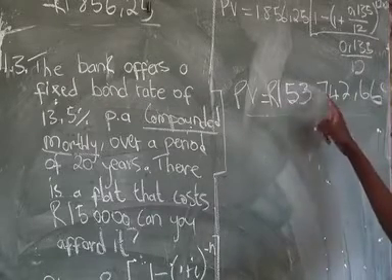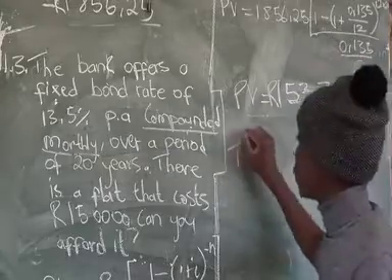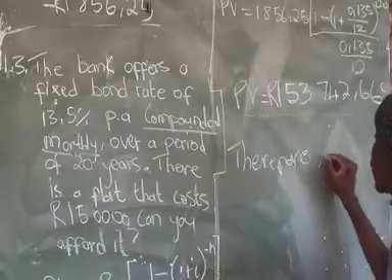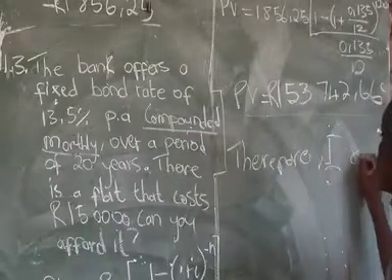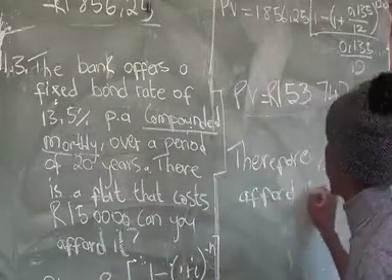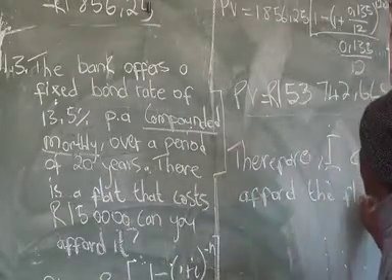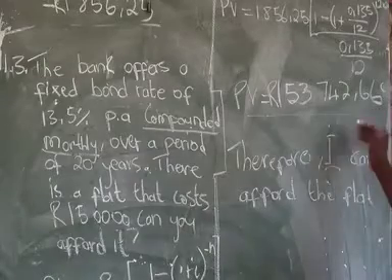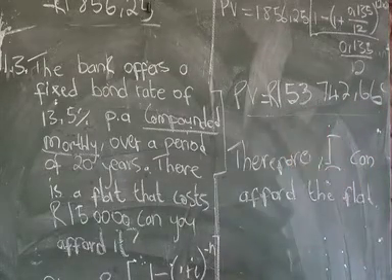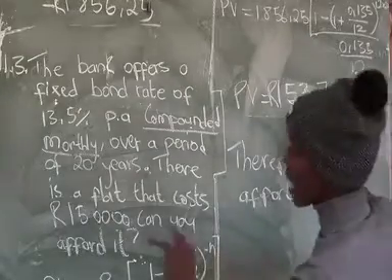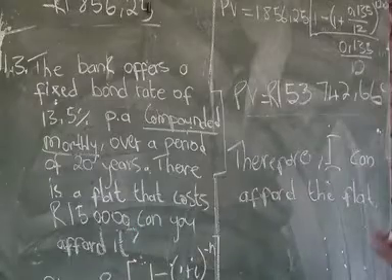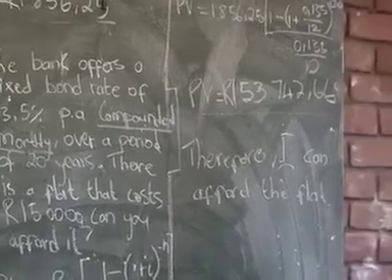So from here, we can safely say, therefore, I can afford the flat. Why? Because the present value of the monthly payments that I will be making is going to be more than the cost of the flat. So we can simply deduce that this person is going to be able to afford this flat.